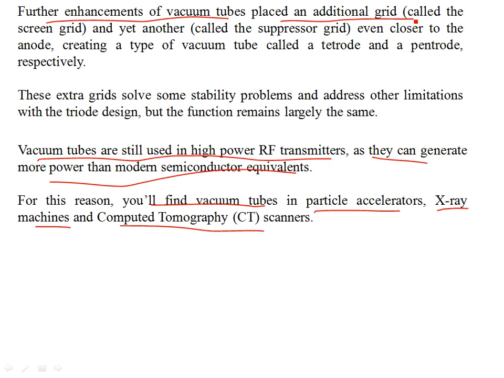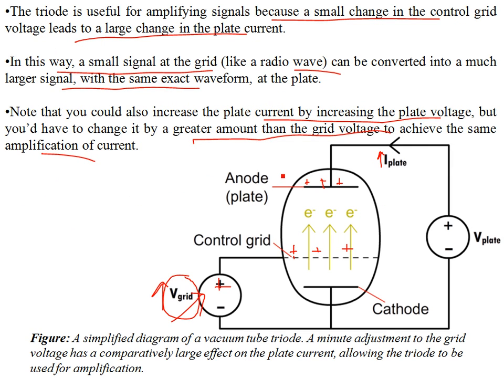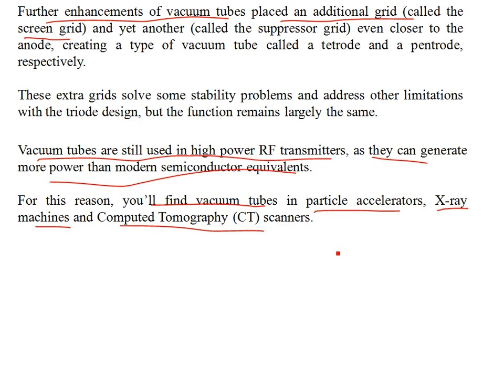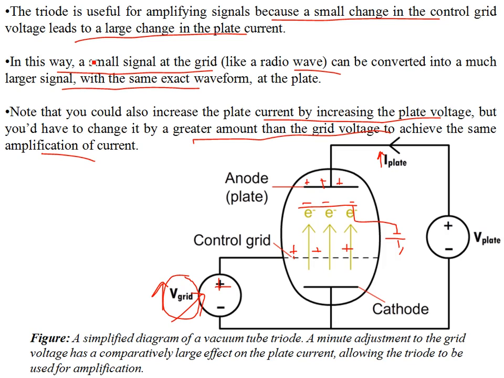The addition of more grids, for example, is called a screen grid. The screen grid is between the control grid and the anode, and it is given a fixed bias. If it is, for example, negatively biased, it forms an electrostatic region between the control grid and the anode, because it has its own set of charges. And there is yet another grid, the suppressor grid, which is even closer to the anode. So you can have more grids.